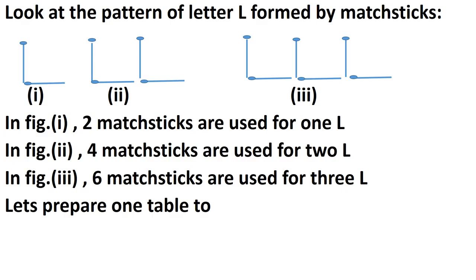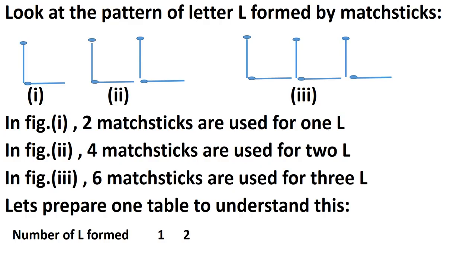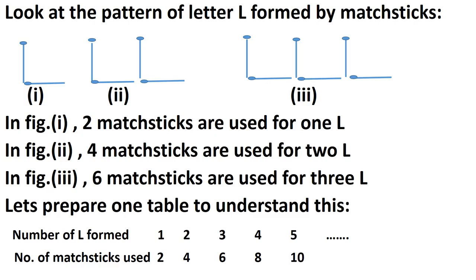Let's prepare one table to understand this. See the table now. Number of L formed. First of all, we have made 1 L, then 2 L, then 3, then 4, then 5, and so on we can make. Now see number of matchsticks used. For 1 L, 2; for 2 L, 4; for 3 L, 6. For 4 L's, how many matchsticks are used? Definitely 2 more, that is 8, and for 5 L's, 10.